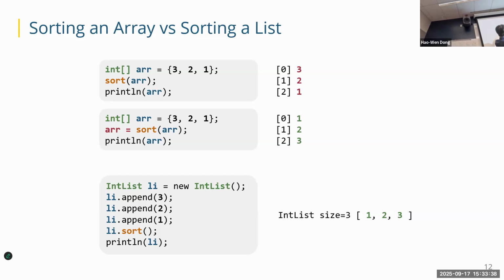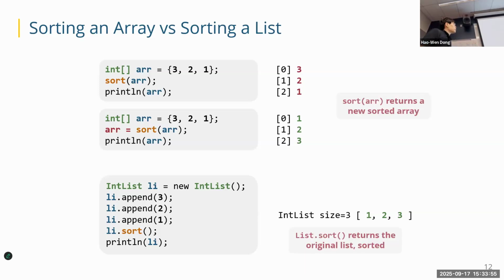So pretty much you can do similar things. For list, sort is a method of this particular class, so you need to do list.sort. But for array, you just need to call sort parenthesis array. So it's slightly different. But anyway, the big difference is that you will get a new sorted array, but for list, you will get the original list, but it will be sorted.